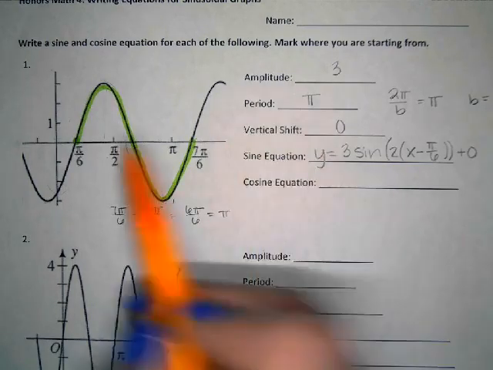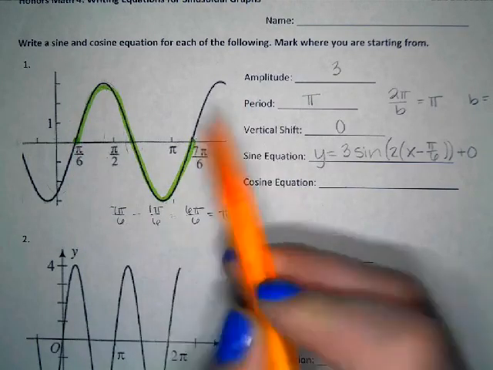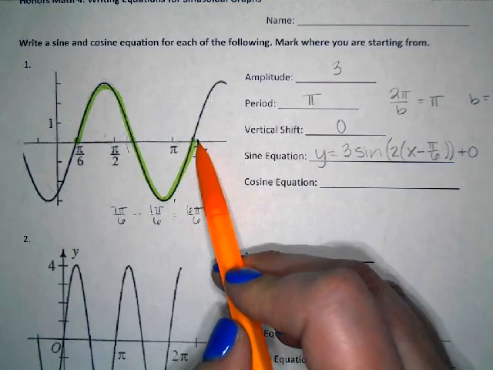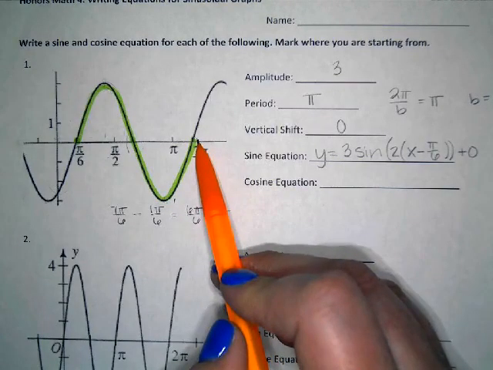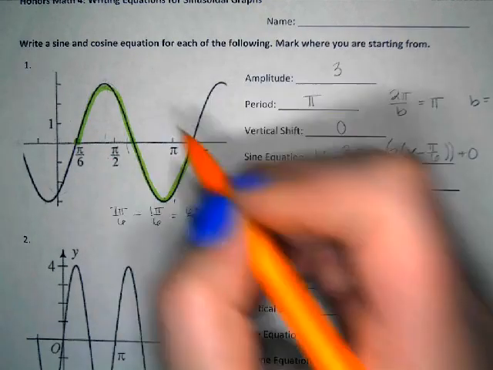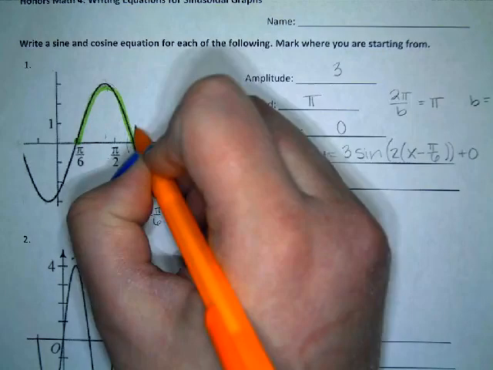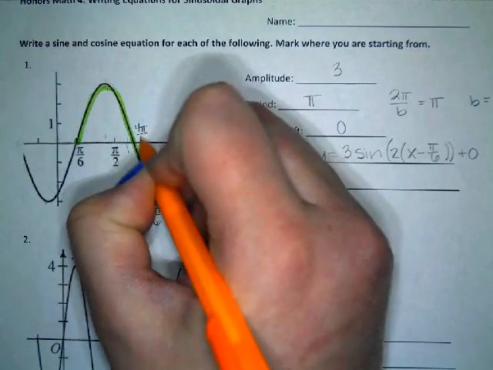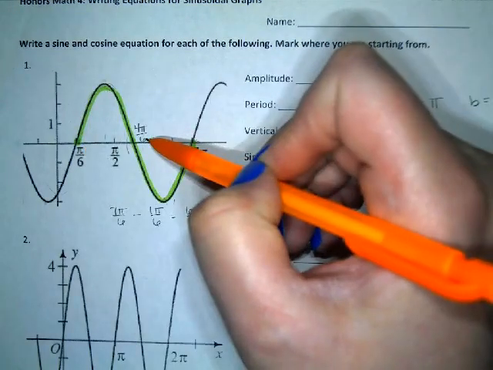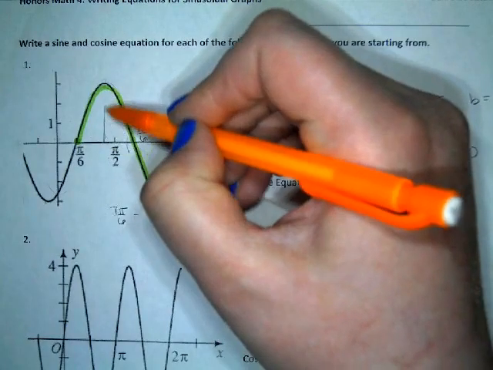Okay, if this is 1/6 and this is 7/6, what's in the middle of 1/6 and 7/6? 4/6? 1, 2, 3, 4, 5, 6, 7, 4/6. Okay, 4/6 is right in the middle. Okay, and if we've got 1/6 and 4/6, what's right in the middle of that? What's this going to be?